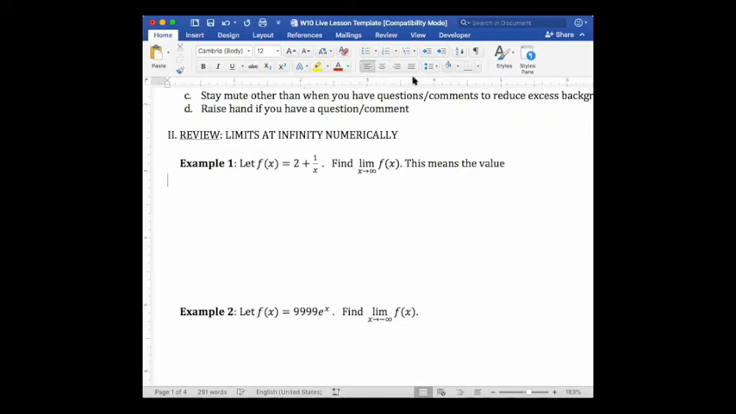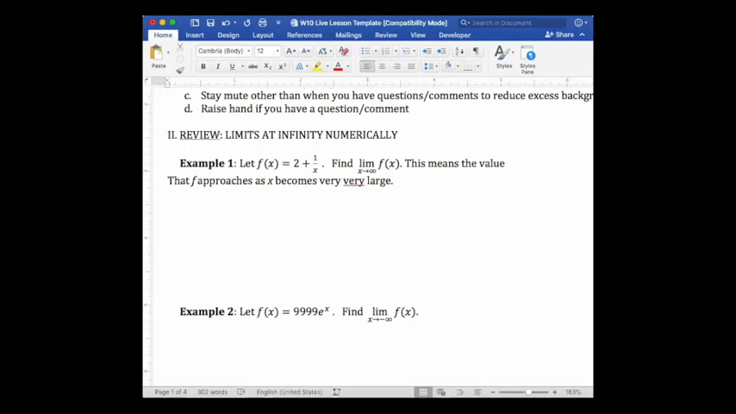This means the value that f approaches as x becomes very, very large. So what we do is we imagine that x becomes a gigantic number like 100, 1,000, a million, a billion, and we ask what's happening to the value of the function as that occurs. And if the value of the function is converging to some particular number, then that's going to be the value of the limit.